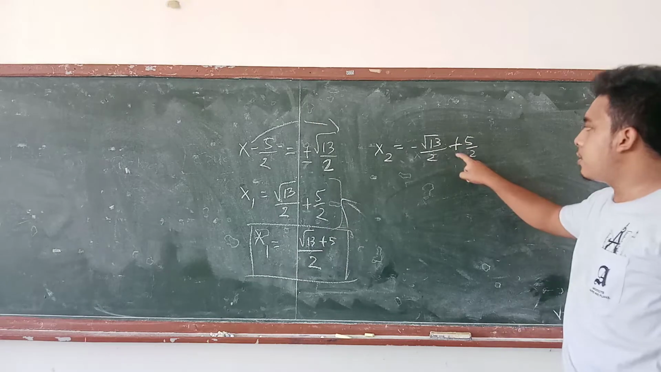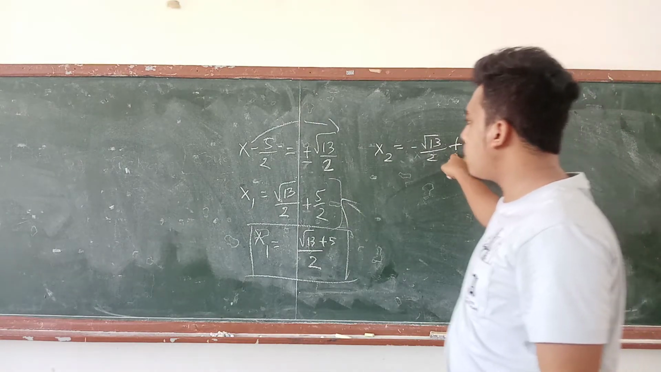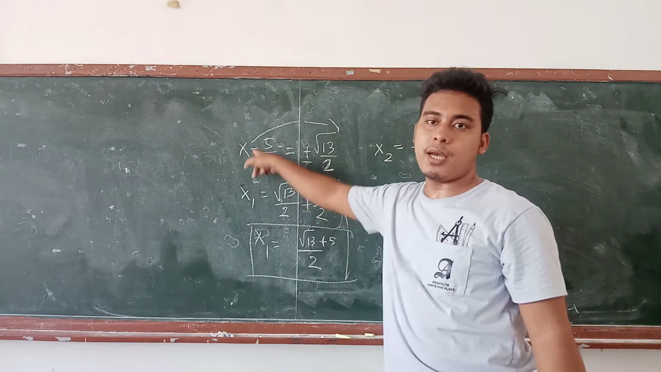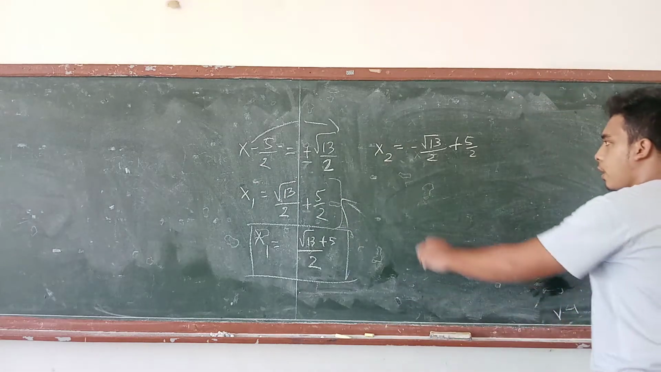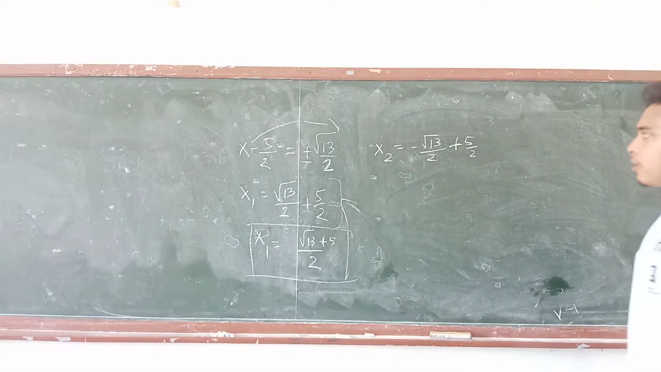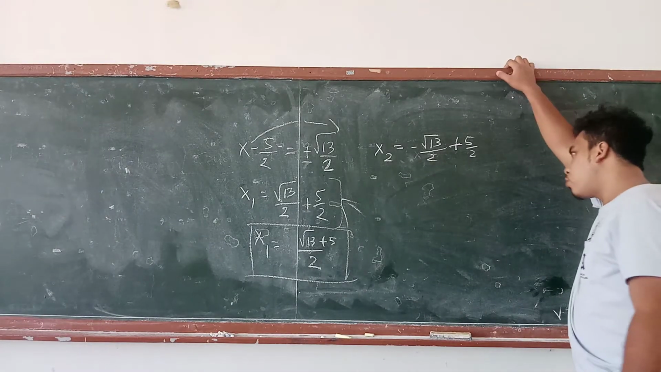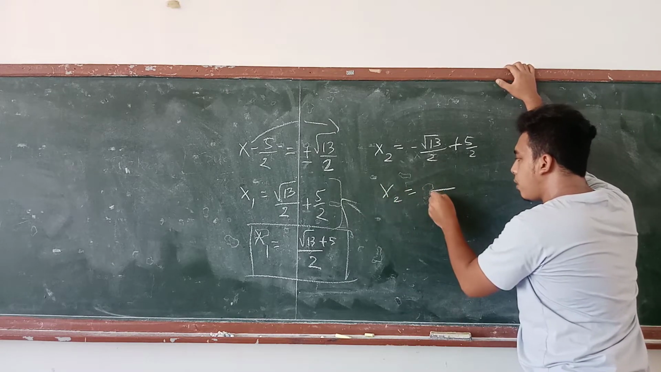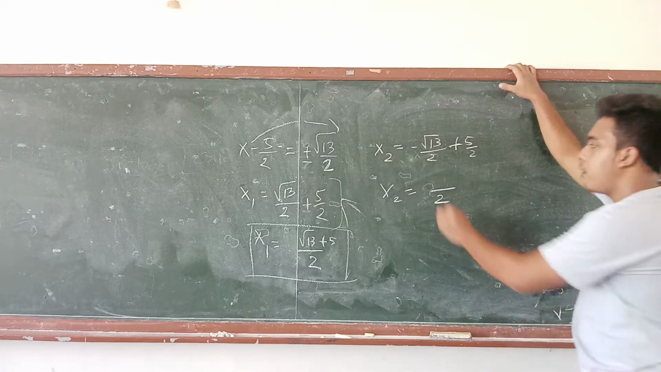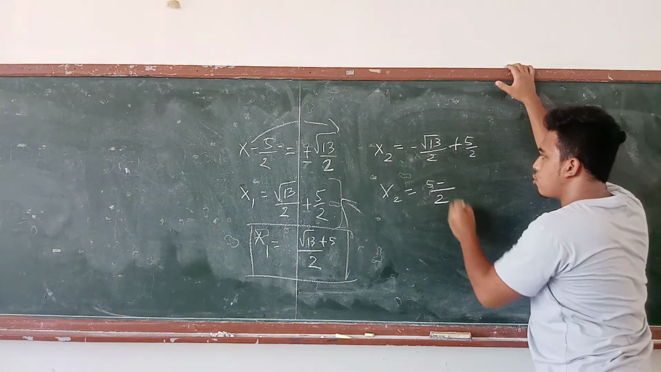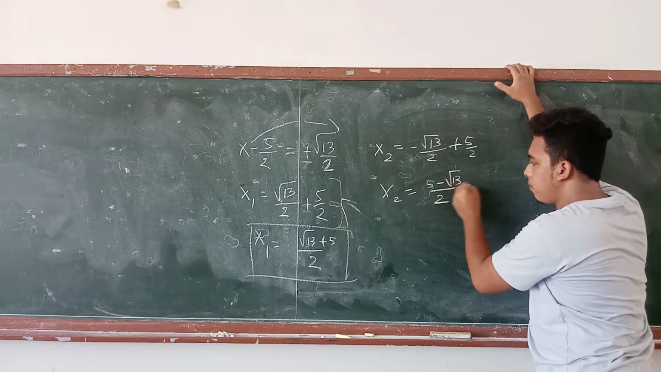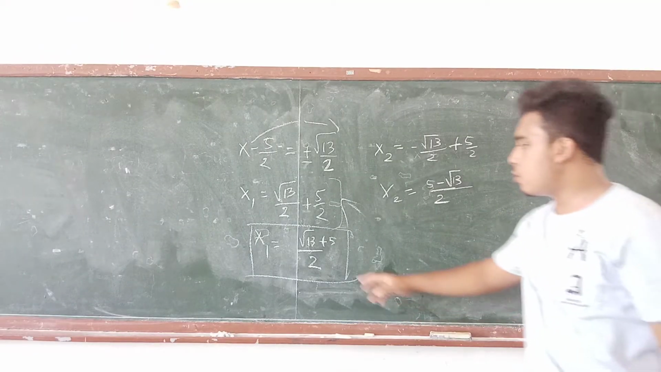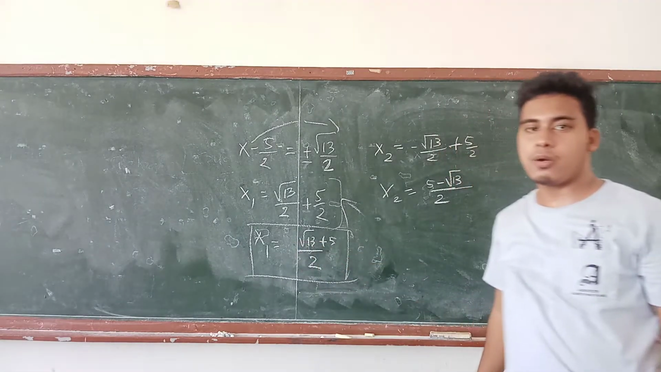So this one, it will not change, because the negative sign, we just transferred it. So x sub 2 equals negative square root of 13 over 2 plus 5 over 2. The same process, copy the denominator, which is 2, then 5 minus square root of 13. So this one, sir, why isn't it 5 plus square root of 13?